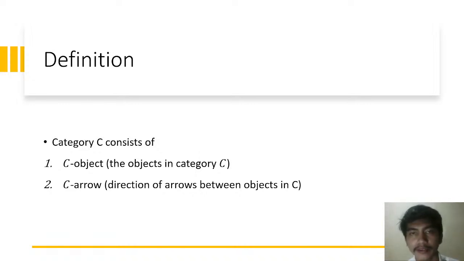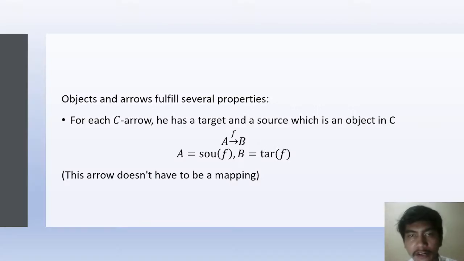Category C consists of, first, C object, the objects in category C. Second, C arrow, the direction of arrows between objects in C. Objects and arrows fulfill several properties. For each C arrow, it has a target and a source, which are objects in C, where this arrow doesn't have to be a mapping. And A is the source of arrow F and B is the target of arrow F.